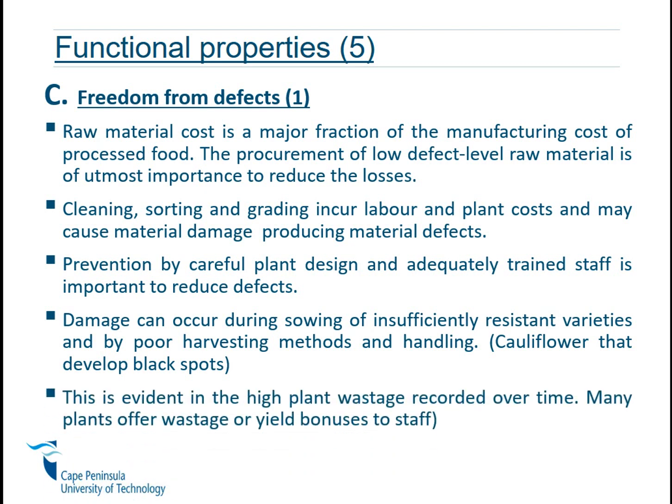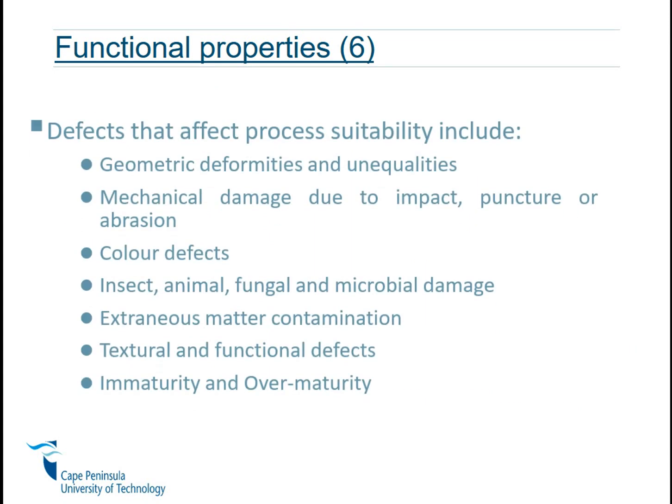This is evident in the high waste that is generated in food processing plants, right? Because we are creative human beings, what processors now do is offer wastage or yield bonuses. For example, if on a monthly basis we produce less than 2 tons of waste, then the employees get a bonus for that. They've accumulated less waste from the process.